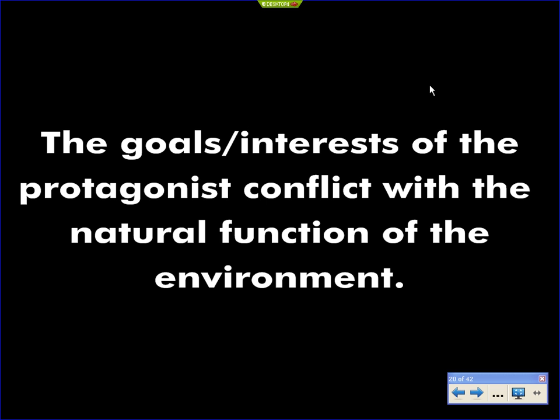Shh, back on track. Here's your definition for person versus nature. Notice it's written in typical Clarksonian language, very specific. Why? This will make it easier for you to write about it. You're going to have to start writing about it pretty soon. The goals or interests of the protagonist conflict with the natural function of the environment.